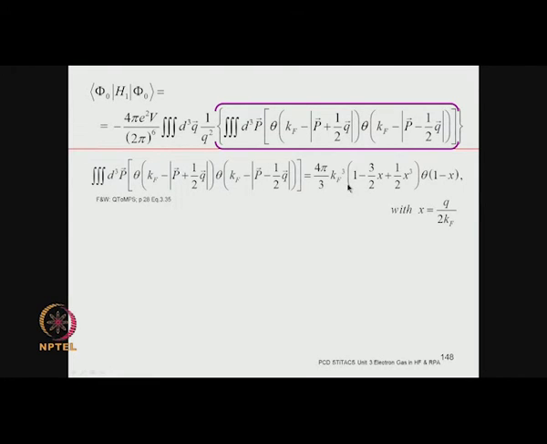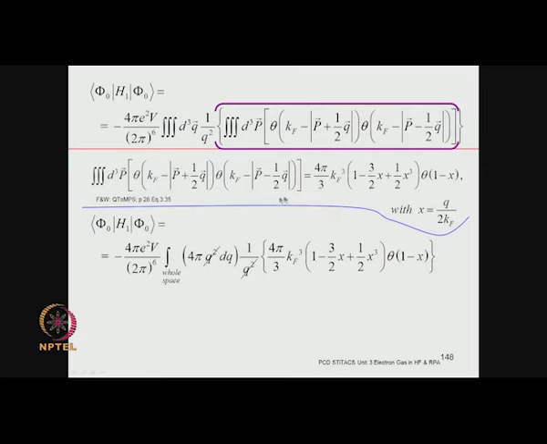So, I will not work out through those steps, you can work it out, and that result is 4 pi by 3 kf cube, and instead of writing in terms of q, I am writing the result in terms of x, which is defined as q over twice kf. Okay? So, this is the result of the volume, and we can now put this back over here.